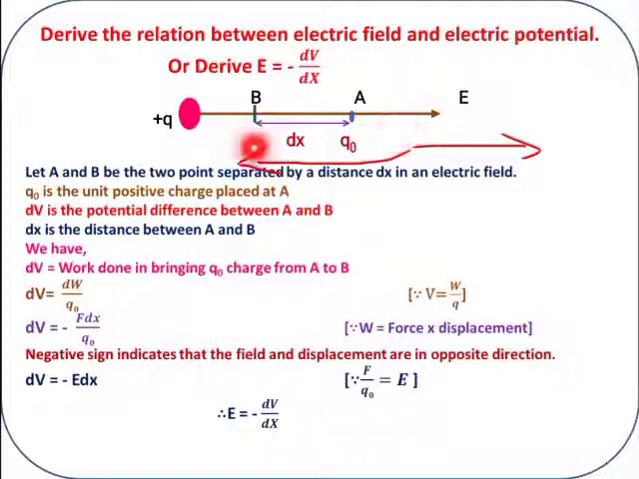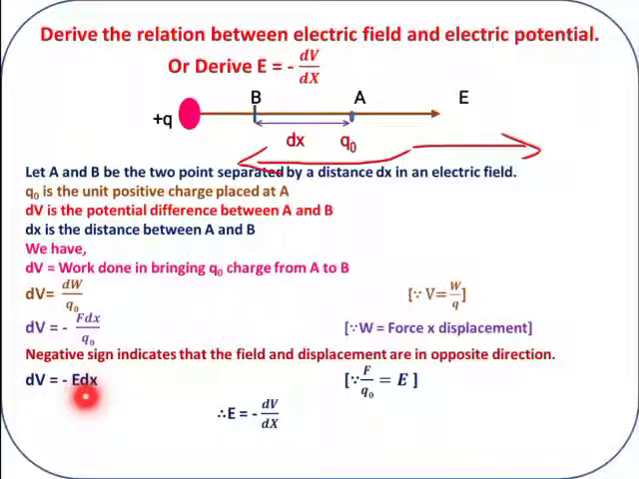Electric field and displacement: we are shifting the Q naught charge from A to B. So the direction is opposite. Displacement direction is opposite with respect to this electric field. That is the reason for the minus sign. Then dV is equal to minus E dx.